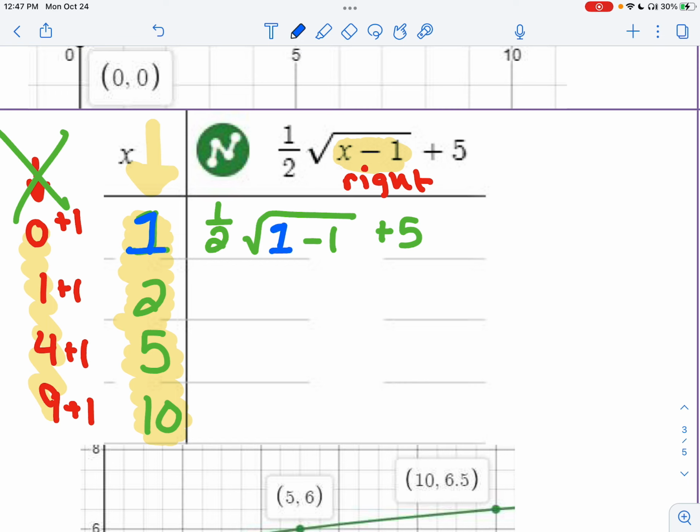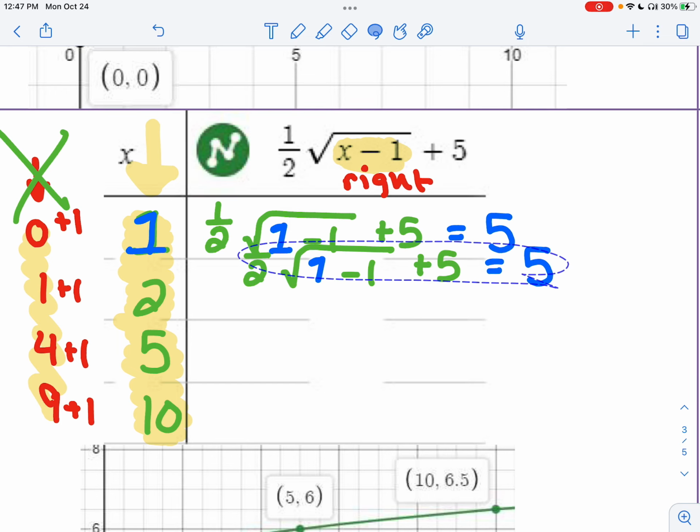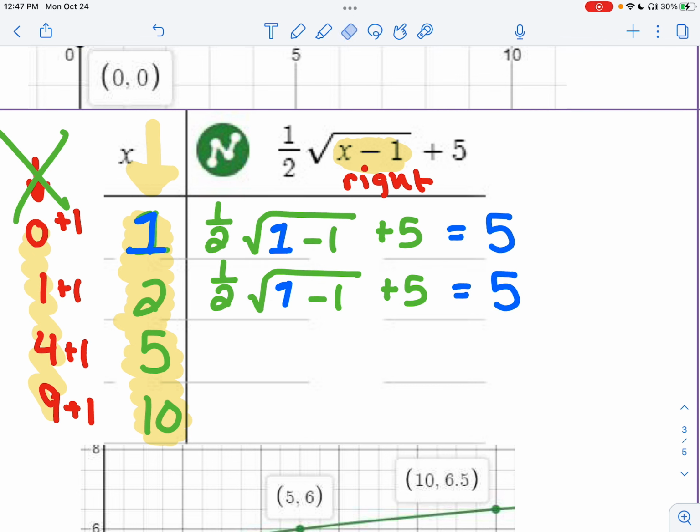So if I plug in 1 for x, I get the square root of 1 minus 1 is 0, times 1/2 is 0, plus 5 is 5. I'm not doing this on the calculator, but that's okay. I can do this live. We're just gonna cheat. We're gonna duplicate this, erase this 1, and put in the 2 that I have over here. So it's going to be 2 minus 1 is 1. Square root of 1 is 1, times a half is a half, plus 5 is 5 1/2.